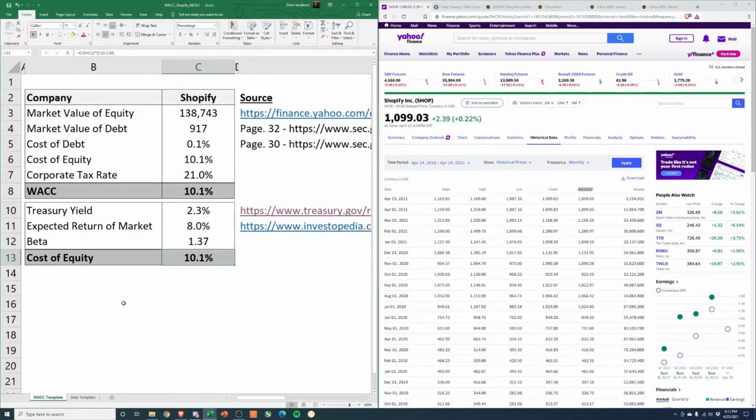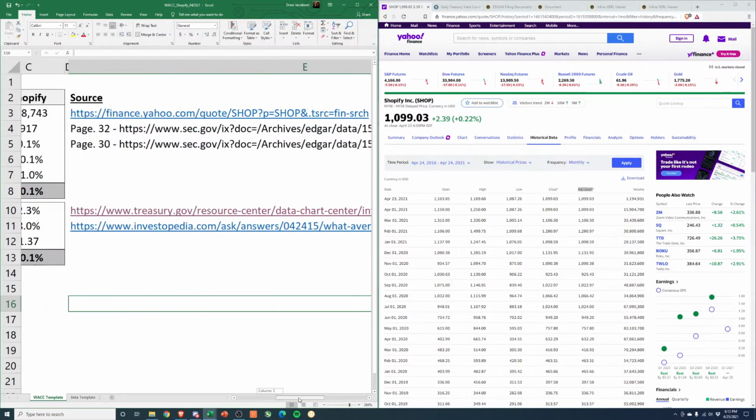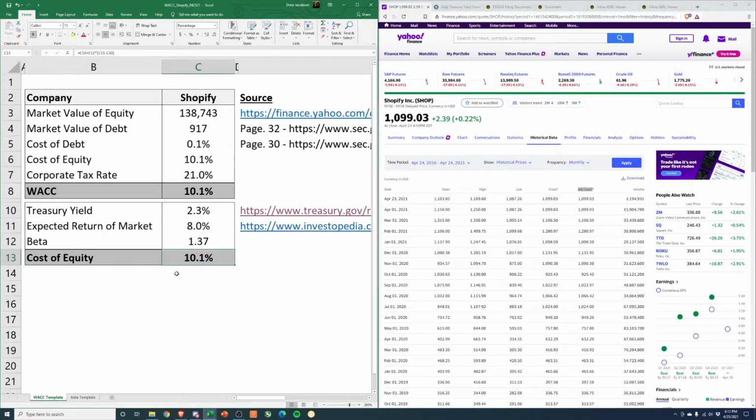There are some flaws to it for sure, and there's been some more work done by Fama and French. If you want to go into the academic world, there's a 5-factor model that neutralizes a bunch of other factors and all sorts of crazy stuff. But for us, this is a perfectly good proxy for the cost of equity. And from there, you get a WACC of 10.1%.